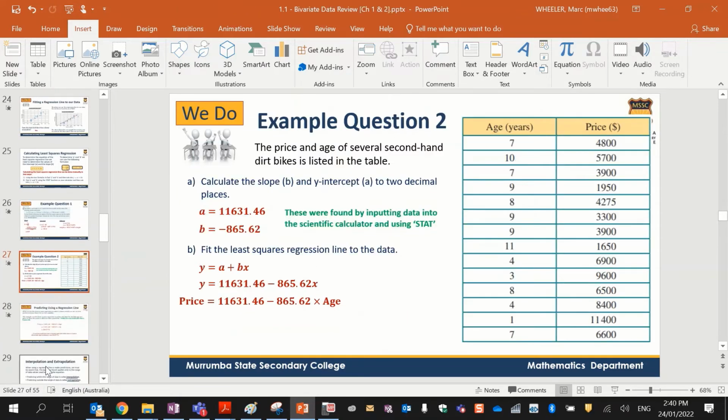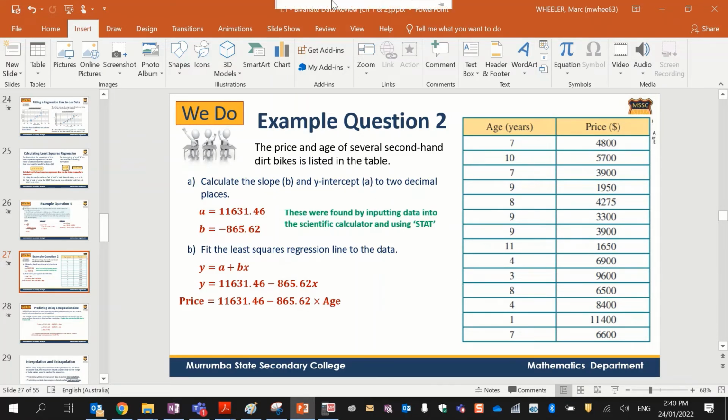The second example is doing this on a calculator. So these dirt bikes that we listed before, you can just go back, put them all into your calculator, and your calculator will probably still have them stored in there. And then you can go and find what your A and B are. Okay, now I will check one thing.